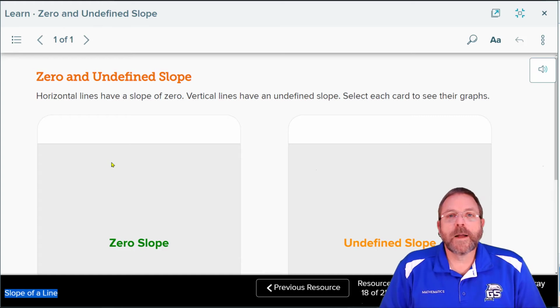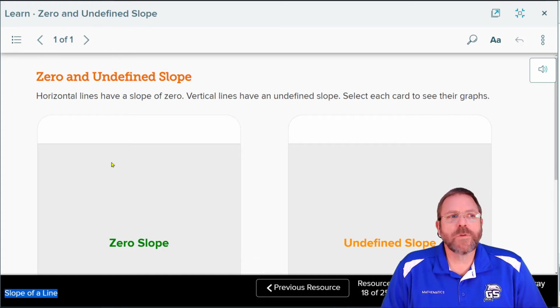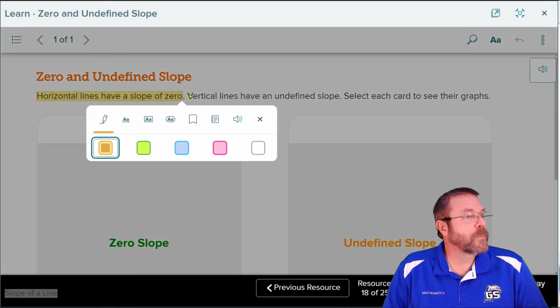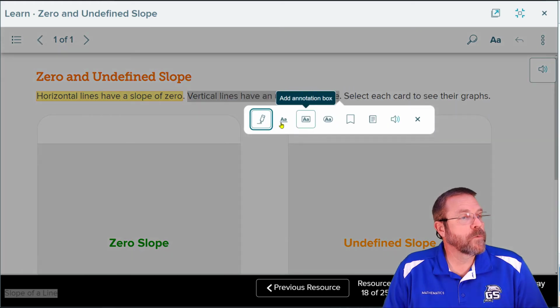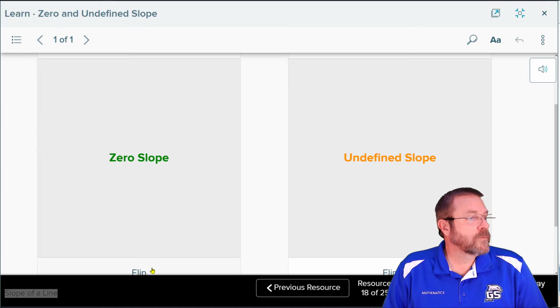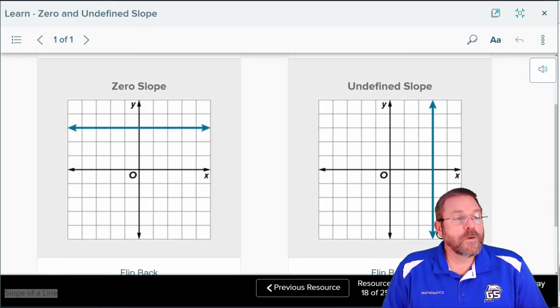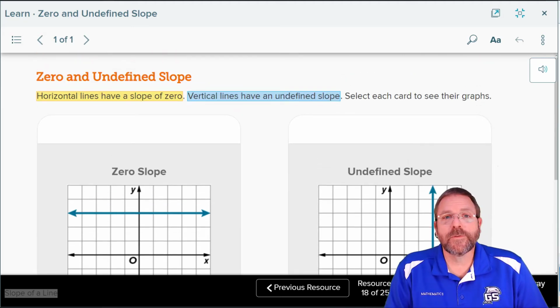Now that we spent a lot of time looking at that in pretty flashy things, let's slow it down and actually look at some definitions. The horizontal lines have a slope of 0, vertical lines have a slope of undefined. So we're going to highlight those two parts, because those two things are going to be very important going forward. We're going to say that a 0 slope is a horizontal line, an undefined slope is a vertical line. Easy math, nothing to this stuff.